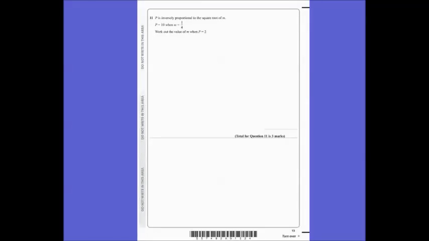Question 11. P is inversely proportional to the square root of M. So I'm going to write that down straight away. So P is proportional to the inverse of the square root of M. So really important we get that written down first. It says when P equals 10 and M equals 1/4, work out the value of M when P equals 2. So first of all, we're going to have to put in the constant of proportionality. So P is equal to K over the square root of M.